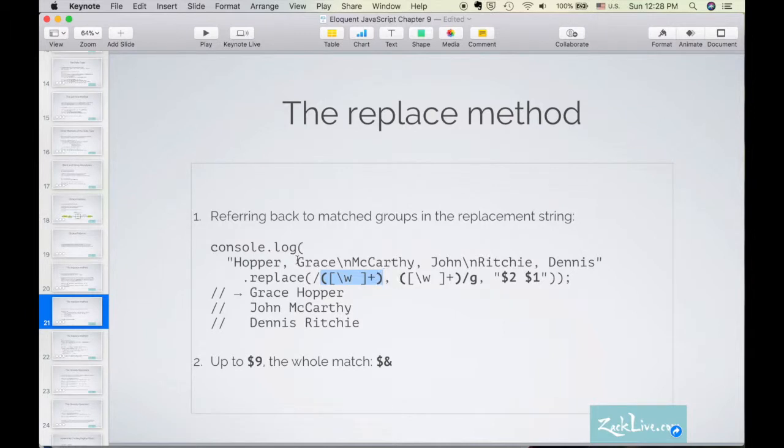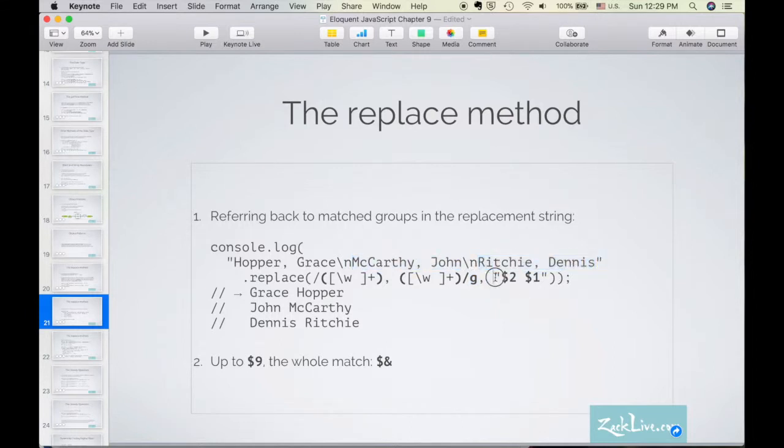And after the comma and the space, we start the second group, right? So we get this one as the result of the second group. And we have a global option here, so all the matches will be found.